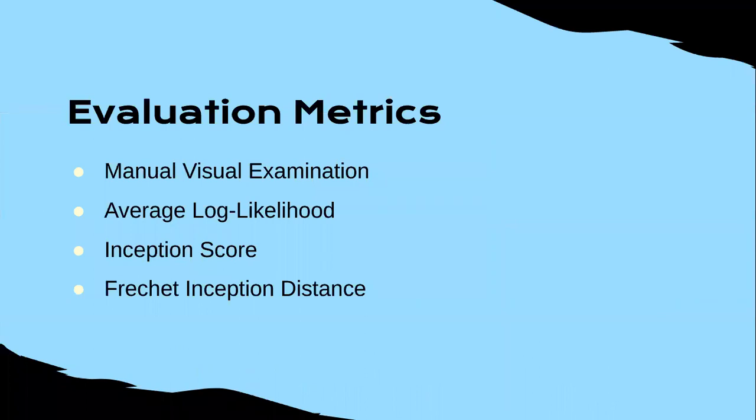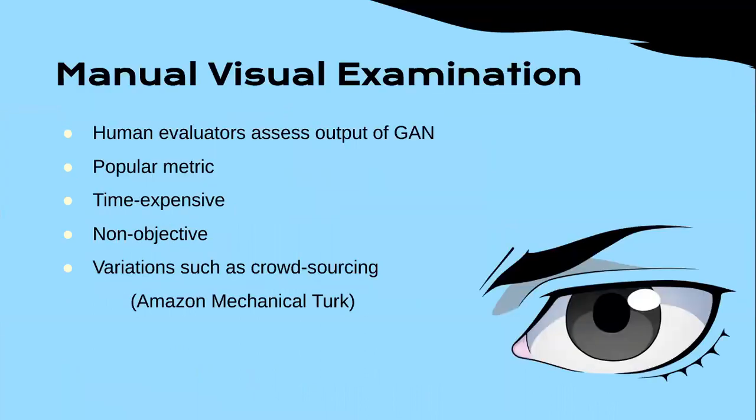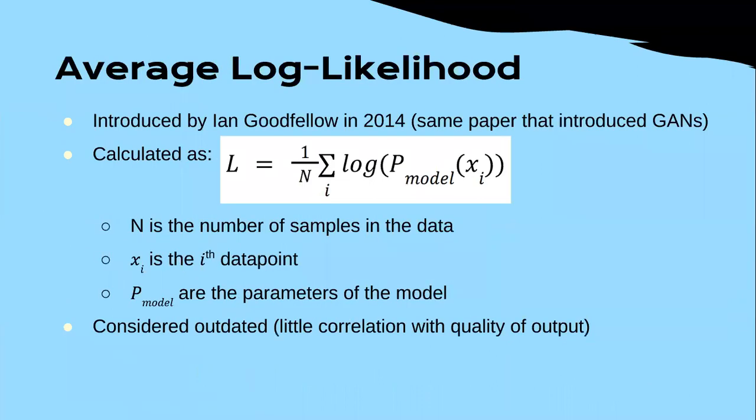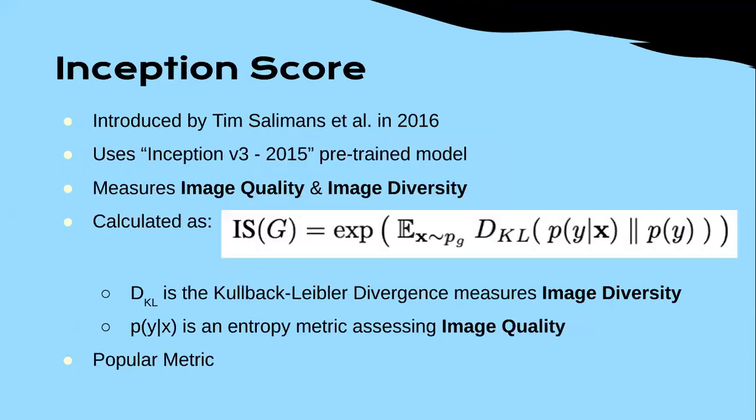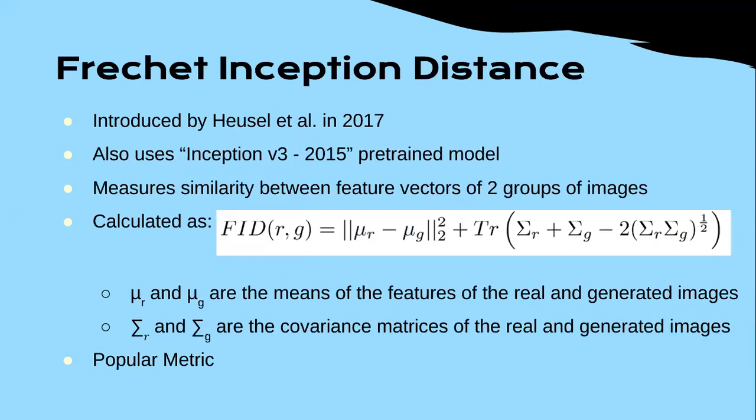Let's look at the evaluation metrics that we discussed in the proposal. Visual examination remains very popular despite being time expensive and non-objective, and there are other variations of it that use crowdsourcing. Average log likelihood was introduced by Goodfellow in 2014, however, it is considered outdated today. Inception score is based on the pre-trained model Inception version 3. It was introduced in 2016, and it measures image quality and image diversity, and it is a popular metric. Another popular metric is the Frechet inception distance, also based on the same pre-trained model, Inception version 3, and it measures the similarity between feature vectors of two groups of images, the real and generated. And yes, it is also a very popular metric.